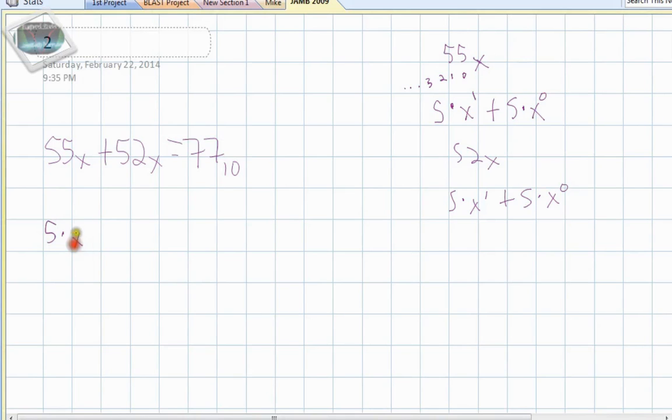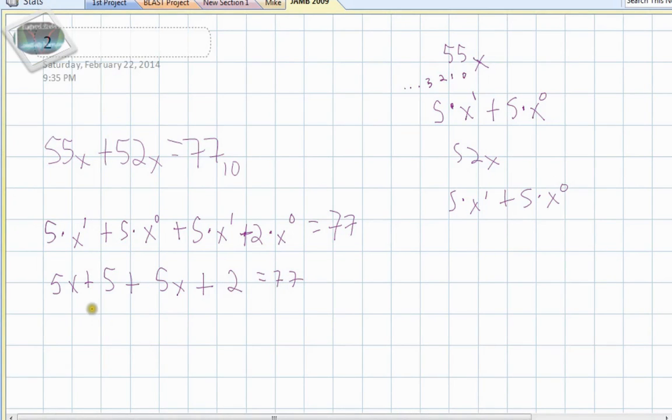So you're going to set it up 5 times x to the 1 plus 5 times x to the 0 plus 5 times x to the 1 plus 2 times x to the 0 equals, and this is just 77 because it's 77 base 10. And then from here, what you're going to do is say, okay, so this is just 5x. We know that x to the 0, anything to the 0 is just 1. So 5 times 1 is 5. Okay, this is again 5x. And this is 2 times 1, so it's just 2, equals 77.